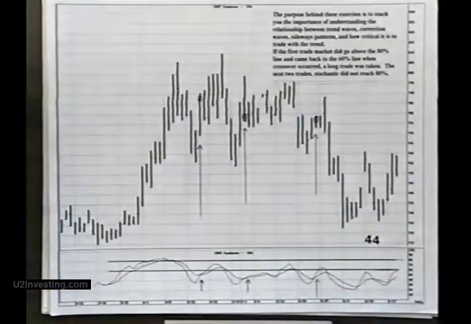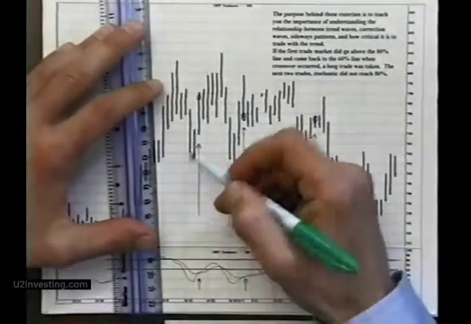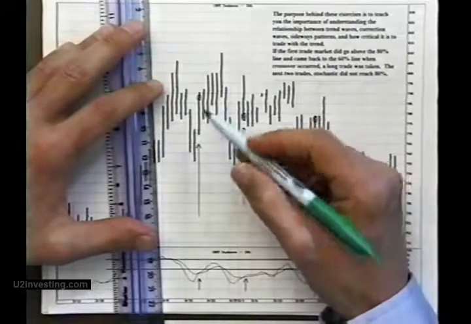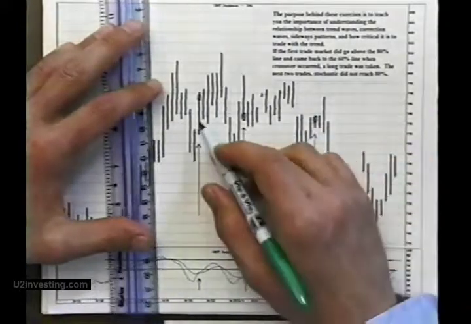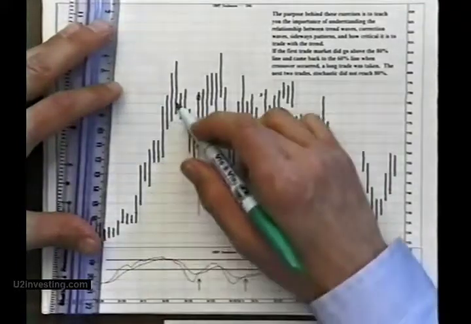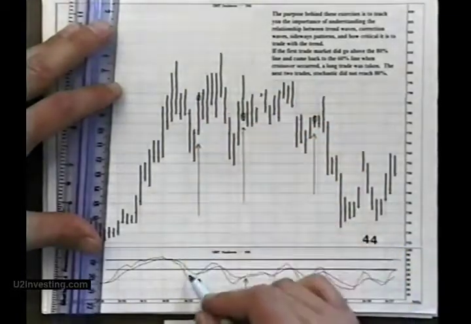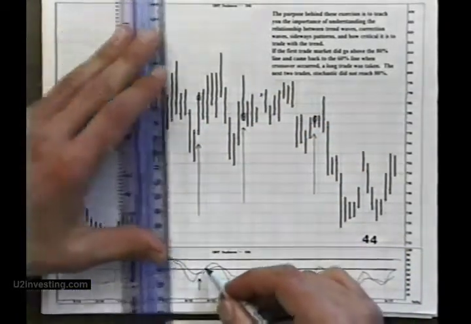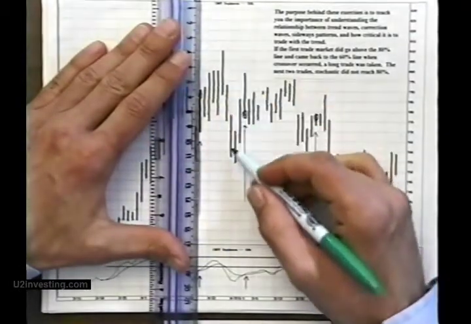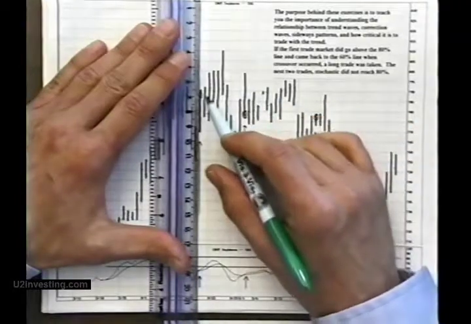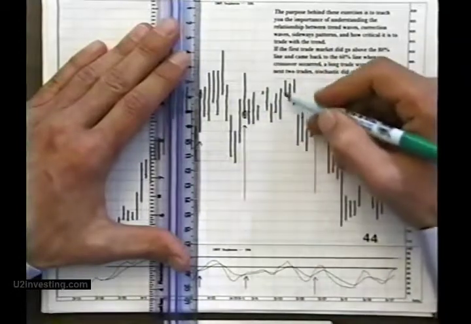The purpose behind these exercises is to teach you the importance of understanding the relationship between trend waves and the correction waves, sideways pattern, and how critical it is to trade with the trend. In this first trade here, we have a strong uptrend. The stochastics goes above 80%. During the correction, it drops below 60%, and then we have a crossover, and the market initially goes in our favor. Then it starts to go against us and sideways.